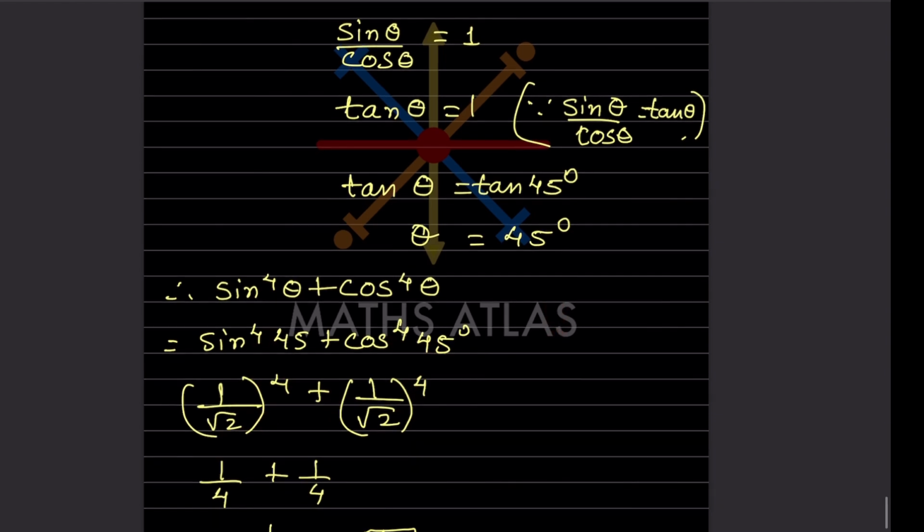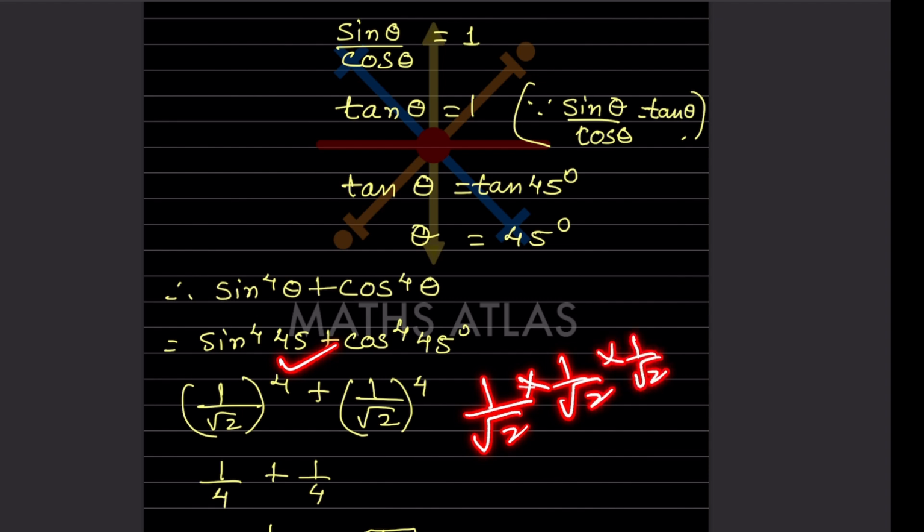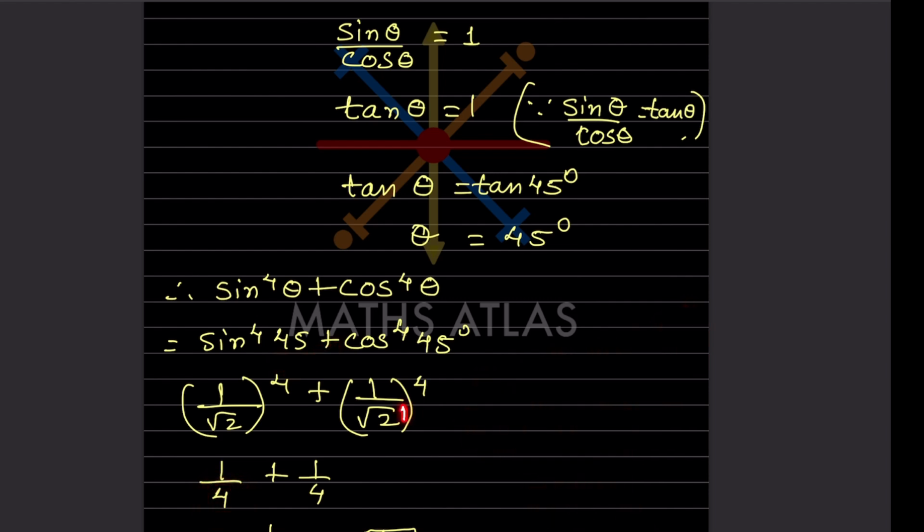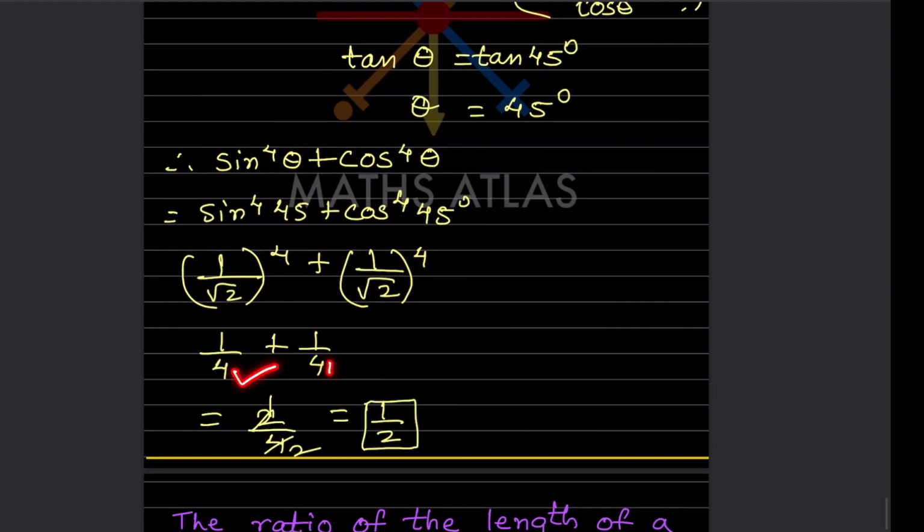Now see here, we are multiplying 1 by root 2 four times: 1 by root 2 into 1 by root 2 into 1 by root 2. So what do I get here? Root of 2 to the 4, 4 to the 8, 8 to the 16, root of 16. So root of 16 is what? That is 4. So I get 4 here. Hope you got this. Same for here, because this will be multiplied 4 times, it is going to be 1 by 4. Now the LCM is the same, that is 4, so we write 4 here and add the numerators. That is 2 by 4, that is 1 by 2. So 1 by 2 is the answer.